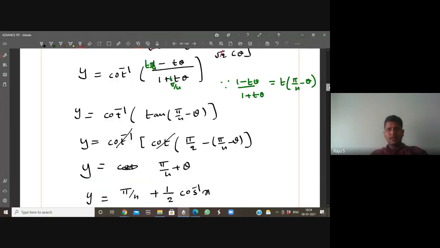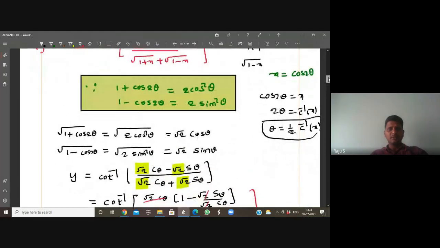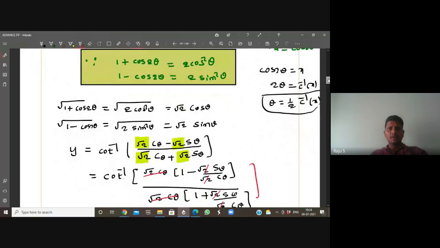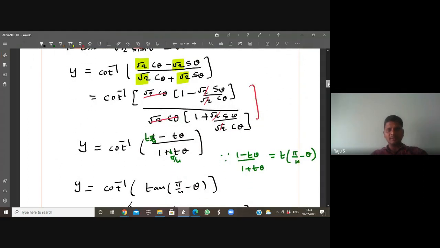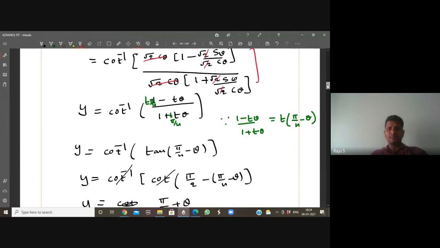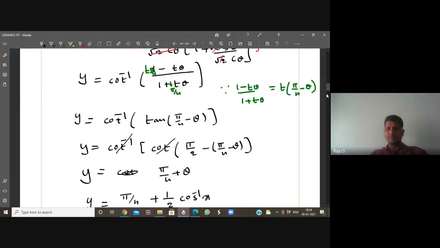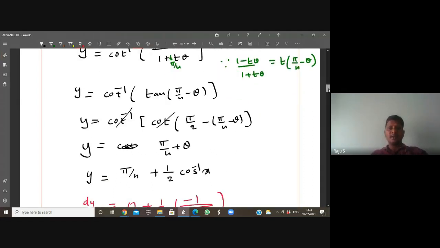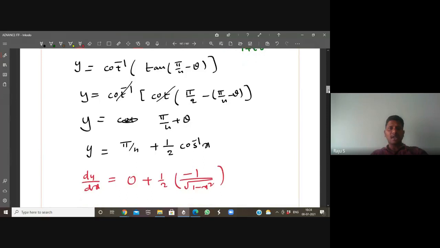So simple, what I have done, simply I replaced x by cos 2 theta. So I applied these two formulas. So we'll get root 2 cos theta minus root 2 sin theta by root 2 cos theta plus root 2 sin theta. So root 2 cos theta you can take common, directly we'll get 1 minus tan theta by 1 plus tan theta. There is a formula for 1 minus tan theta by 1 plus tan theta, tan 45 minus theta. So I substituted here, then cot inverse tan cannot be cancelled.